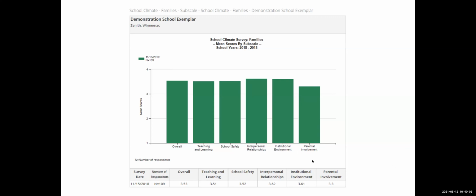Parent involvement is getting their perceptions of how well they're involved in school. So this is where I would look if I were looking at how well we are doing with our school and family and community relationships, because that should show up in here. Again, it's not a direct measure, but you could look at this as a proxy of those school, family, community relationships and see how that's going.